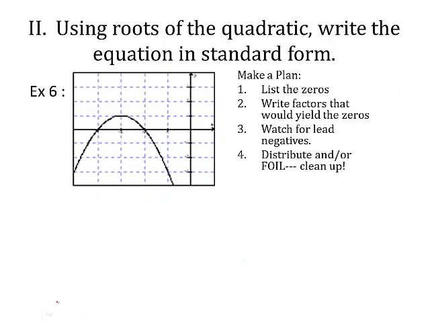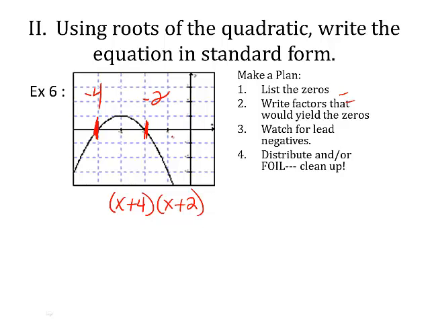Let's try another one. Same plan. List the zeros. Okay, here's a 0, and this is 1, 2, 3, negative 4. And here's one at negative 2. Write the factors that would yield these zeros. Well, this is negative 4, so I need to switch the sign, make it positive 4. Negative 2, switch the sign, make it positive 2. All right, that's done, that's done.